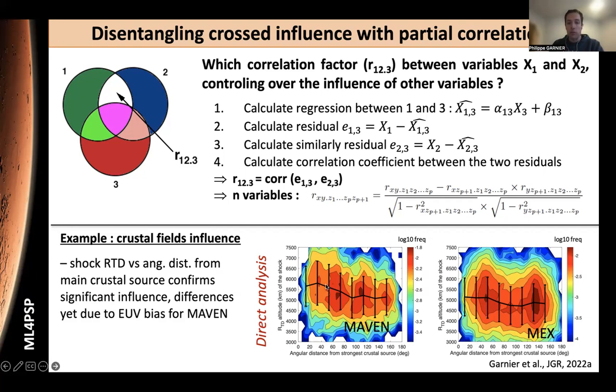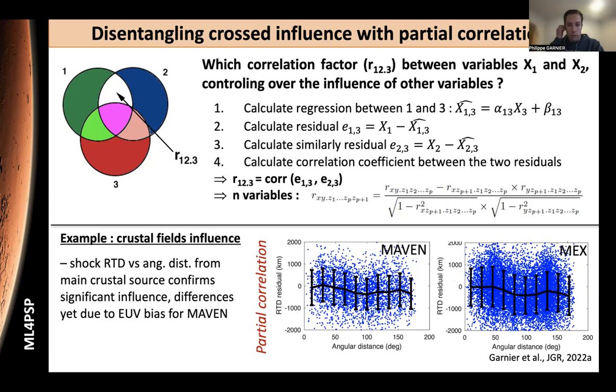Here you have stronger, larger RTD values than further from the main source. And it's also the case for MAVEN and MEX for Mars Express. You have a quite similar profile for both. But still, you have a difference between both missions with a larger apparent influence of the crustal fields. In the case of MAVEN, you see a larger amplitude here compared to Mars Express. And actually, this is due to the cross-influence of EUV.